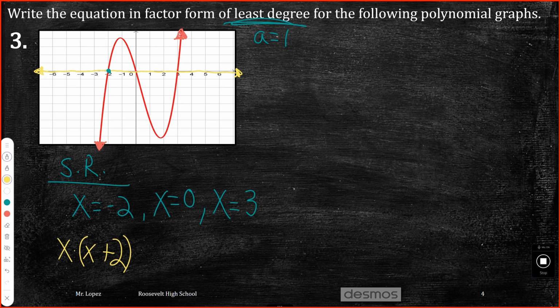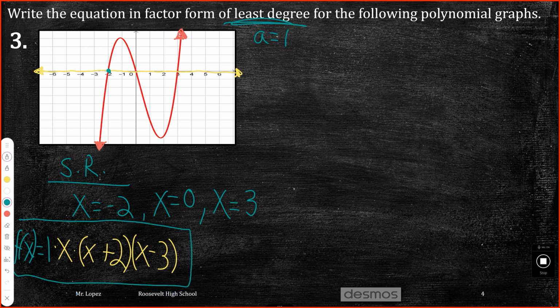And the last factor will be x minus 3. And with least degree, a equal to 1, there's a 1 right here in the front. There's no need to put a 1. And just set it equal to f of x. And if I put this in a graphing calculator, it will give me this.